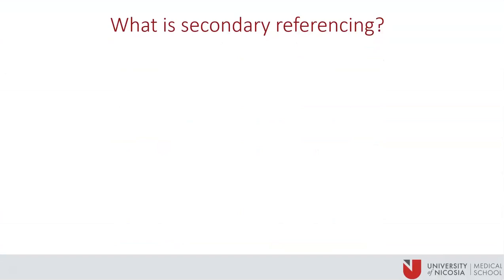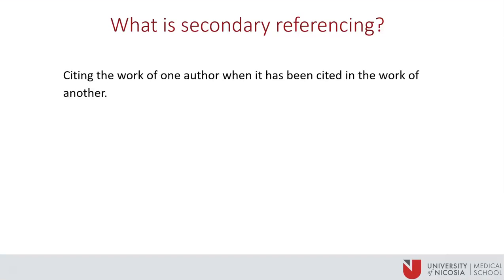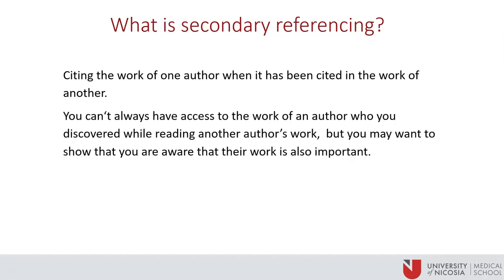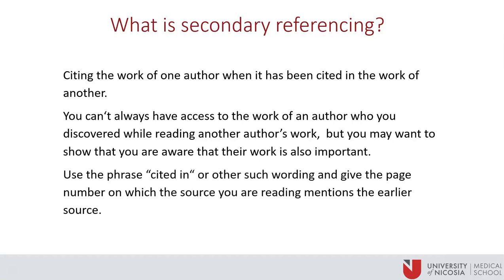Last but not least, and slightly more complicated, if you're reading one author that cites the ideas of another that you also believe are important, you can cite those as well. It's always preferable to try and read the work of this other important author, but sometimes this is not possible, so you can cite them via the author who you did read. Use the phrase cited in and provide a page number like this.